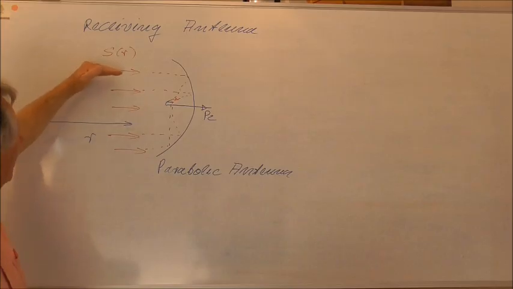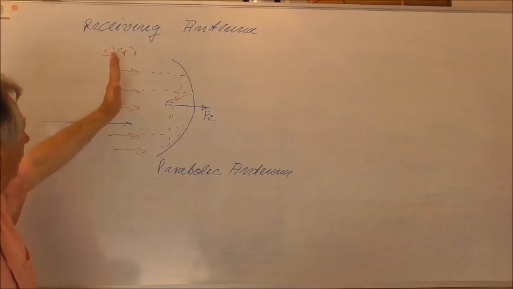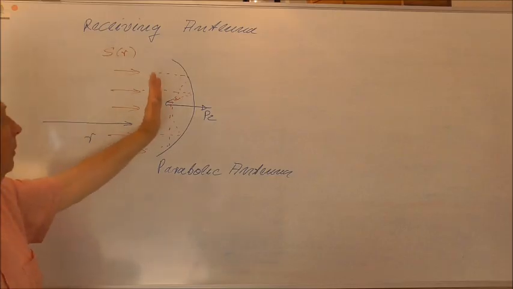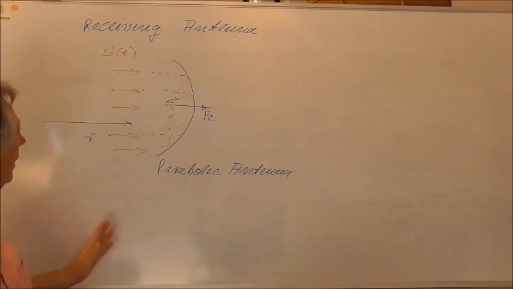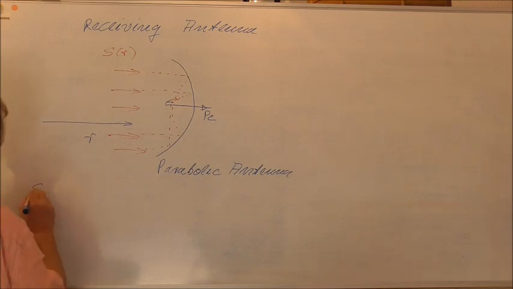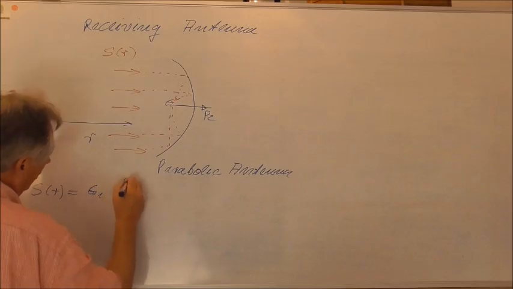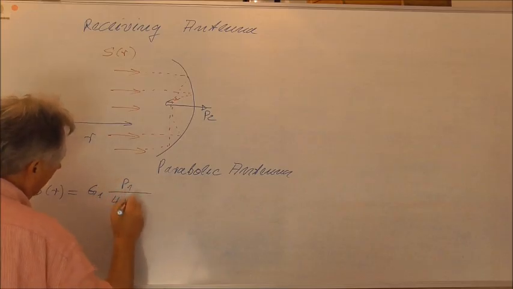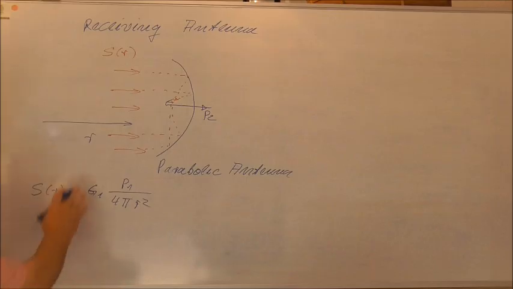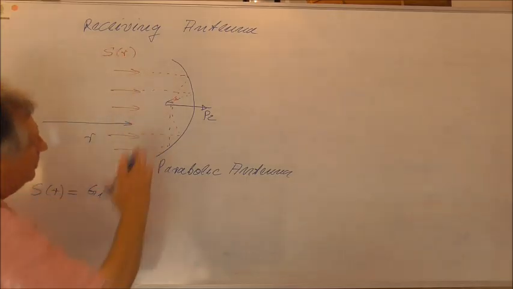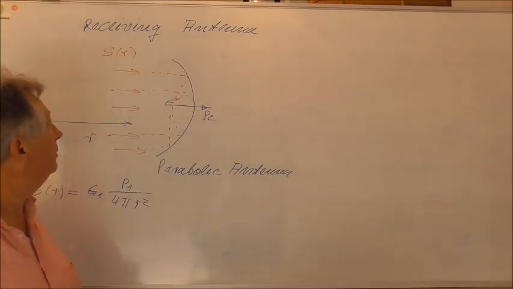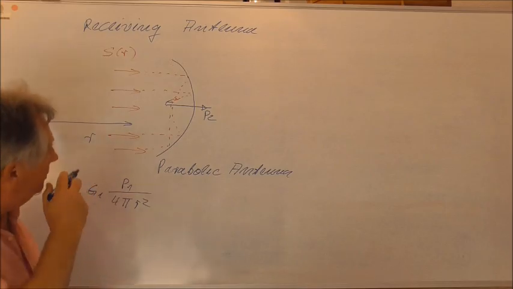This means that the radiation will be vertical to the direction of propagation, and we know that this power density would now be given by S(R) = G1 P1 divided by 4 pi R squared. This means here we have a plane wave which will enter into the receiving antenna.